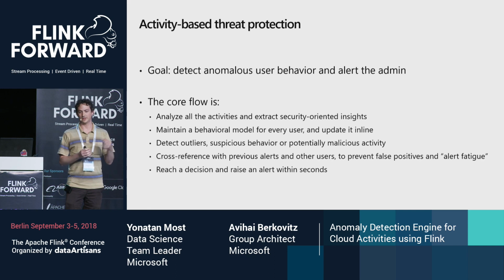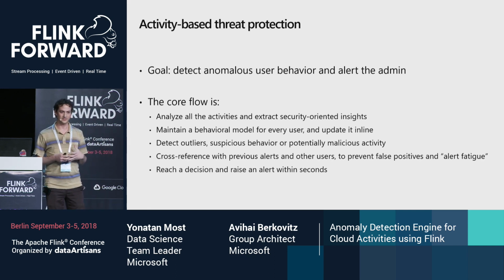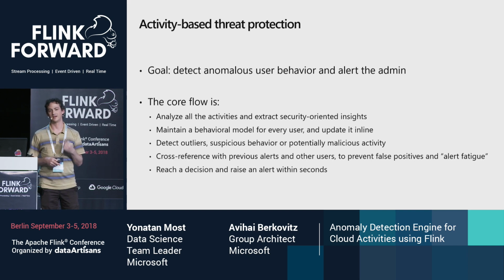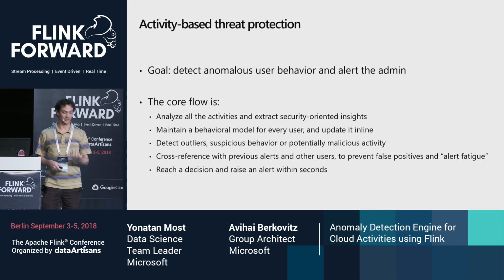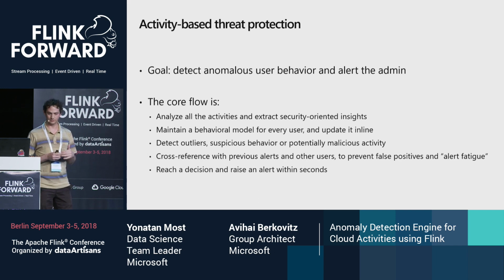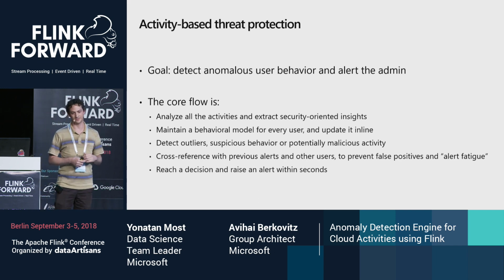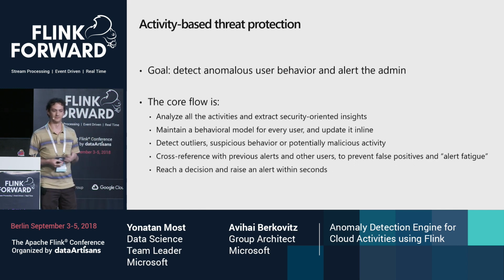Once we have the model and the live activities that we see, we can start to detect outliers. We can detect events that don't make sense, events that indicate that something is fishy, and even actual compromises. Other than that, we even look for known malicious activities that are a sign of attackers. Once we have those detections, we try to cross-reference them with previous alerts that we've raised and other user data, so we won't raise many false positives.